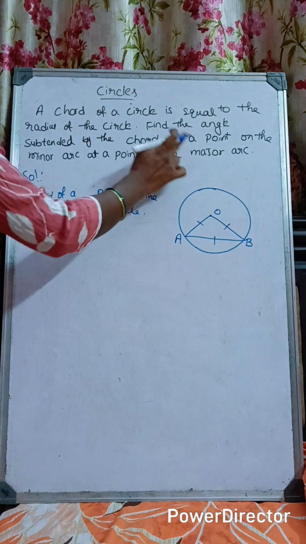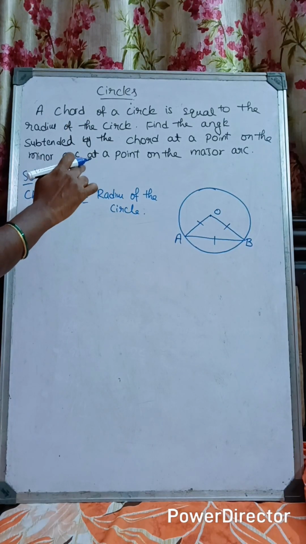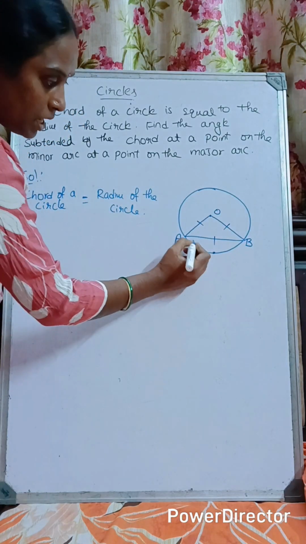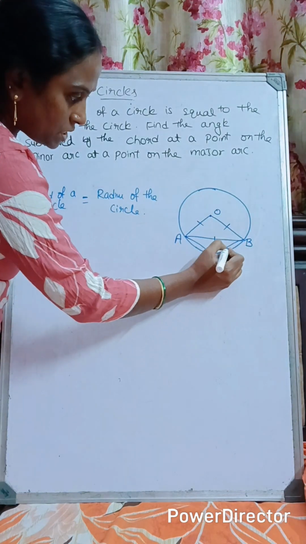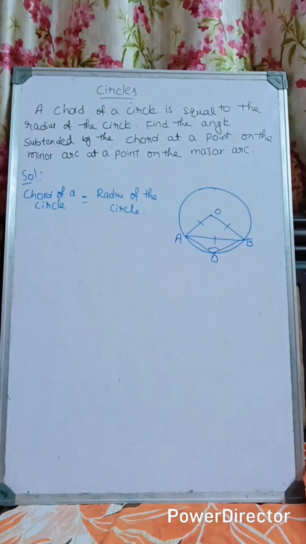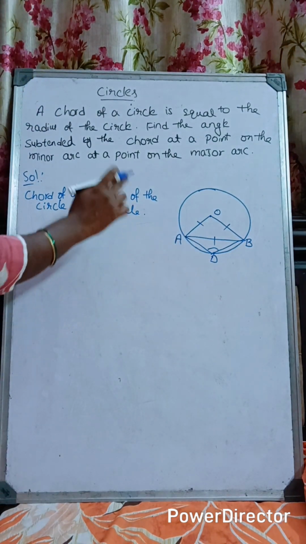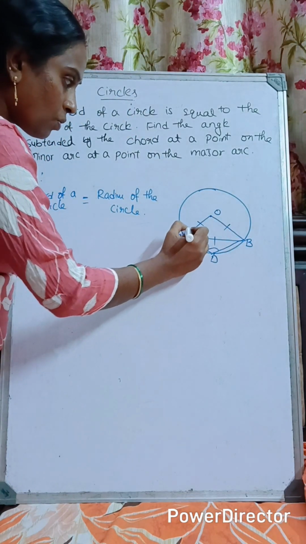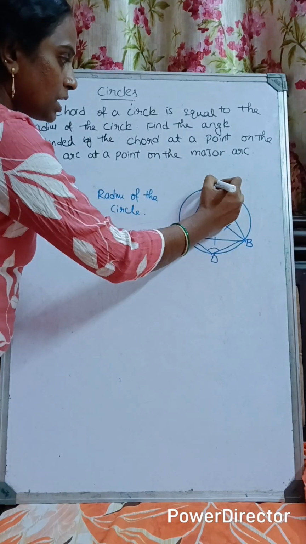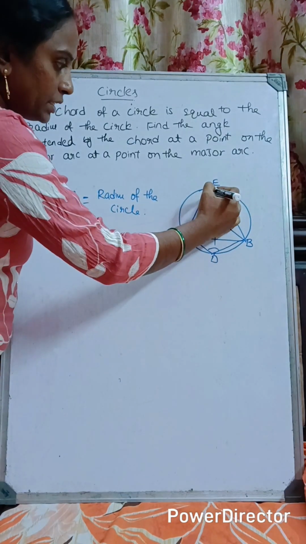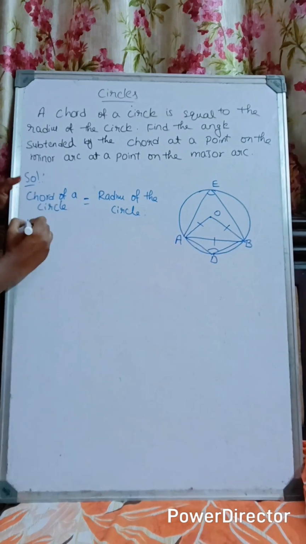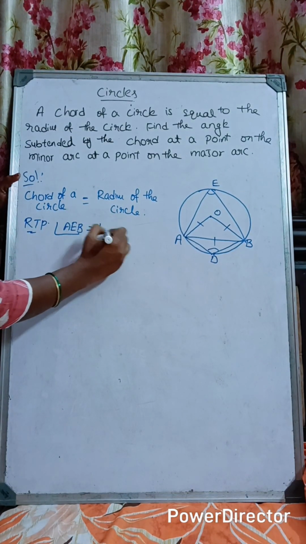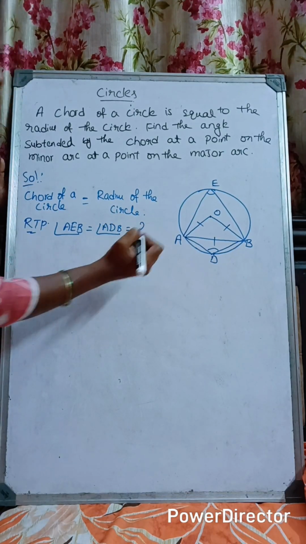Then we are required to find the angle subtended by the chord at a point on the minor arc. This is the minor arc, at a point. So how much is the angle here? Let's take this as D. ADB angle is how much? Then at a point on the major arc. So this is the major arc. Let's take a point here, E, on the major arc. So what is the angle? We are required to prove AEB is equal to ADB is equal to what?